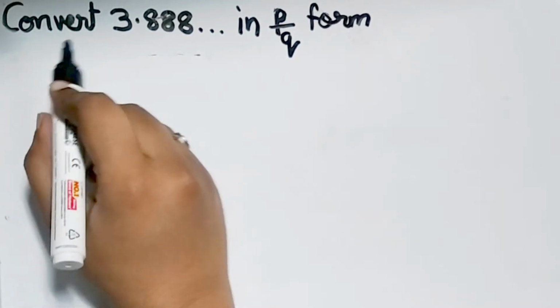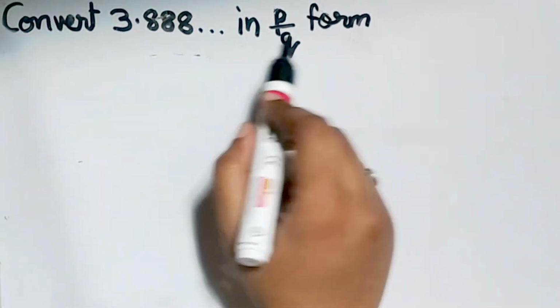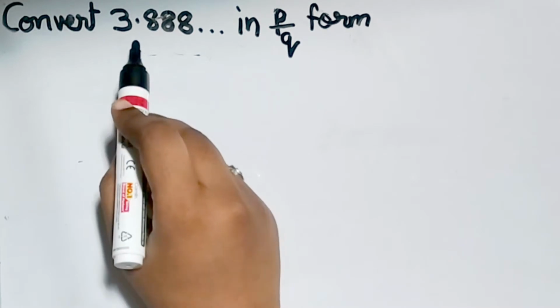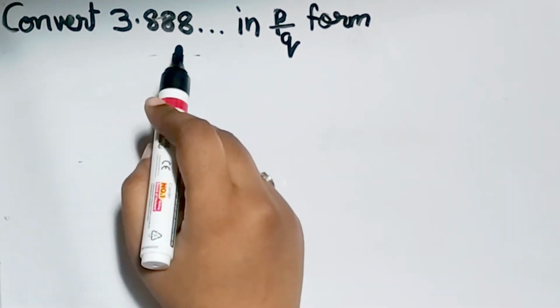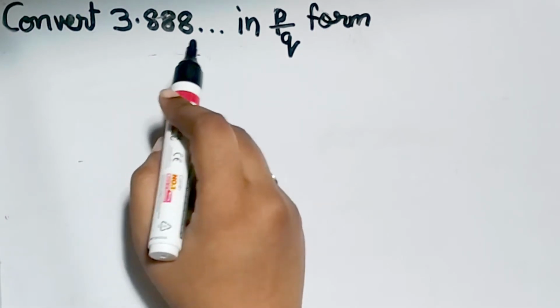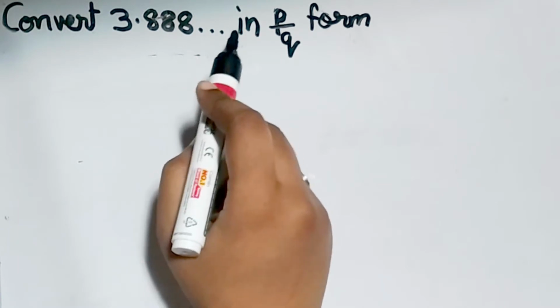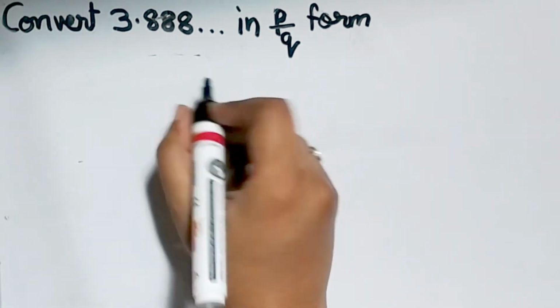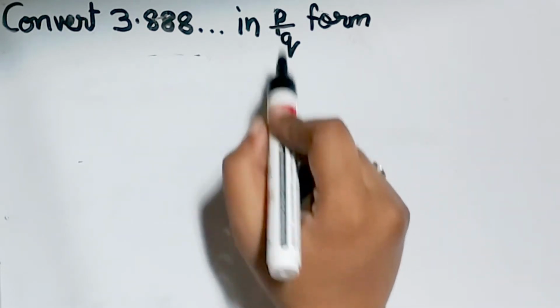Okay, now we'll solve this. Convert 3.888 and so on in p by q form. That is, this 3.888 and so on is a recurring decimal. See, there are three dots. That means the number 8 is repeating again and again. So it is a recurring decimal. Now this we have to convert in p by q form.